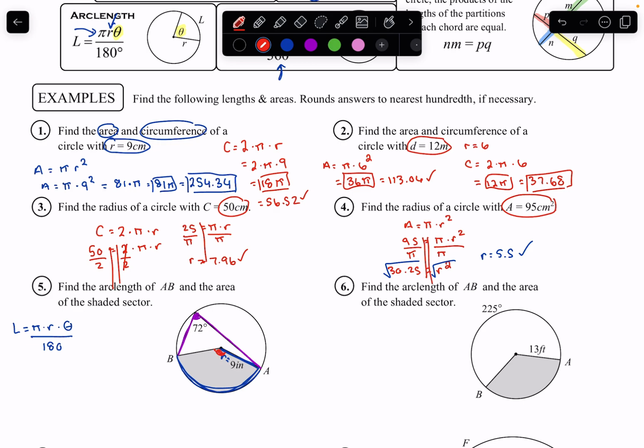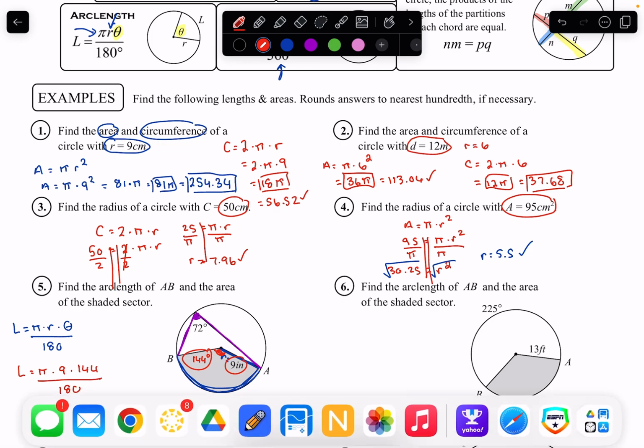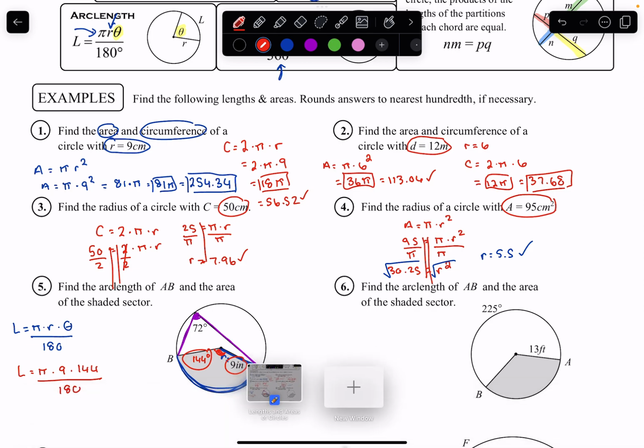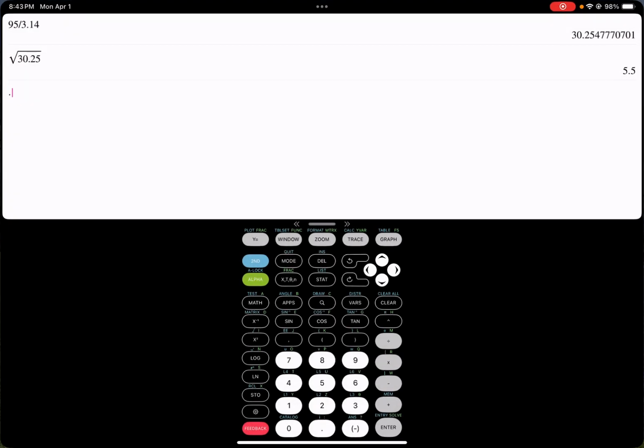Well, to get from the purple angle to the red angle is easy. I just times it by 2. So this red angle is 144 degrees. So now that I know my angle and my radius, I'm going to plug them in. Capital L equals pi times radius 9 times angle 144, all divided by 180. See if I can remember that. Pi 9, 144. Hit the right button.